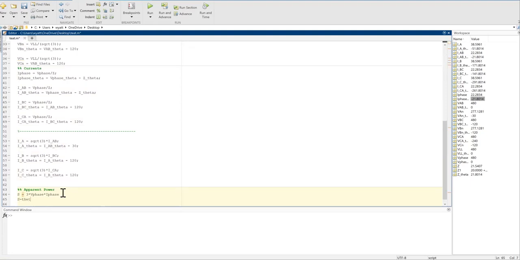So S theta is equal to V phase theta minus I phase theta. Actually, realistically, I think they should be adding, but we'll just do this for right now. I can fix it later. All right. Next.